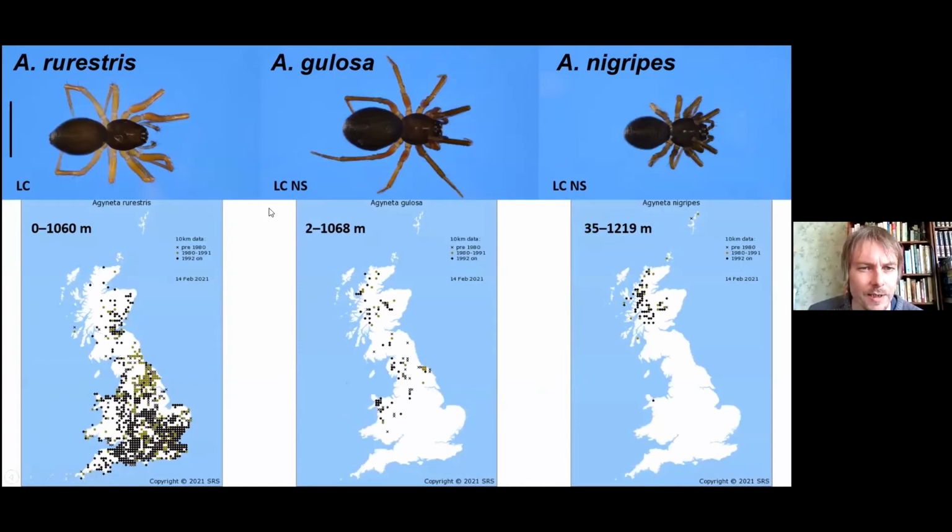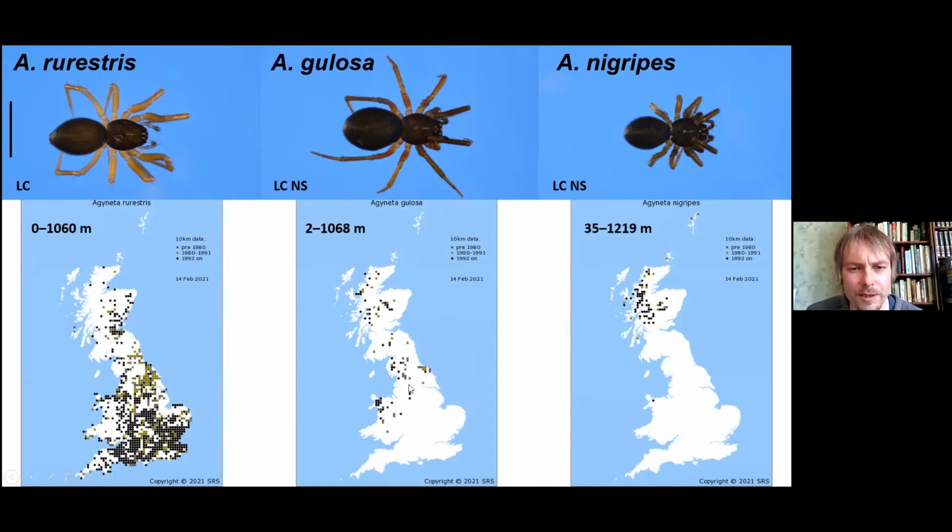The altitudinal ranges are a bit skewed because of the far north records. Some of them are down at sea level, but you can see this high altitude nigripes. It's on the northern slope of one of the 1 kilometre high mountains in Snowdonia. That's the only place I can find it. I've hoovered other places. I can't find it there. You can see up in Scotland, it's more widespread. It misses out the Lake District.